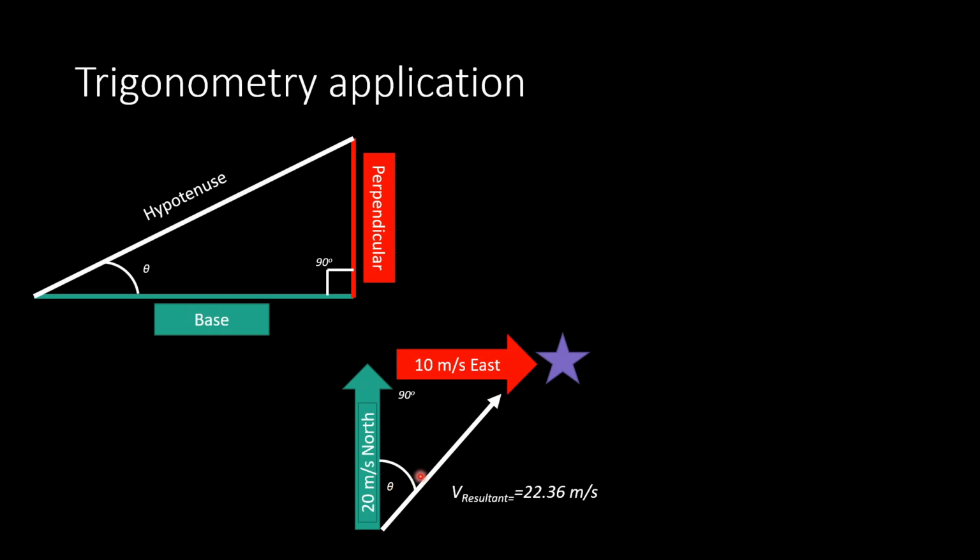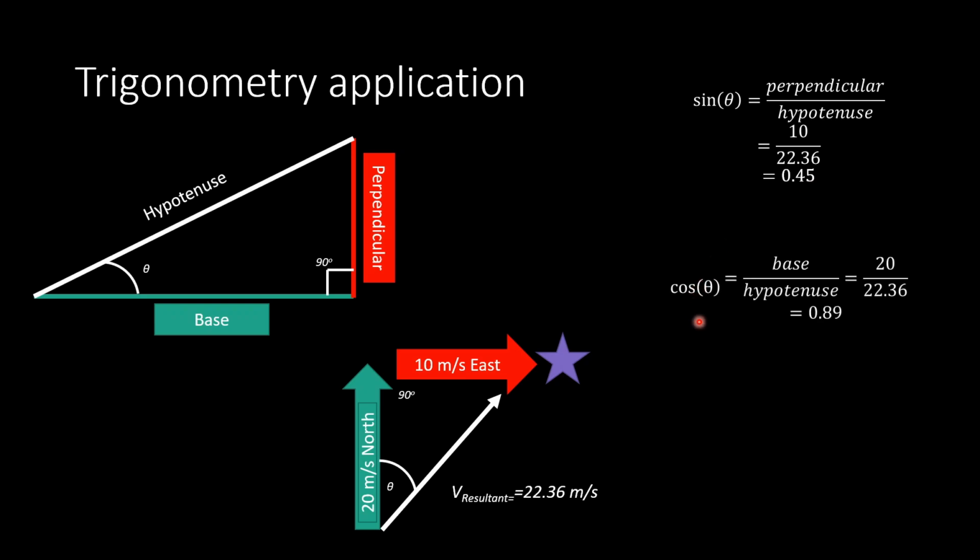Right, so what can we do? Let's start with sine theta. Sine theta is perpendicular over hypotenuse, right? And in this case, our white line is the hypotenuse, the red one is our perpendicular, so it's going to be 10 over 22.36, which ends up to be 0.45.